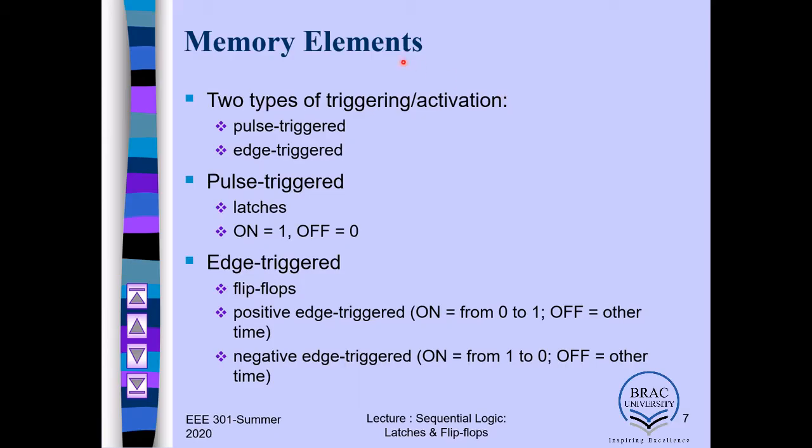Memory elements. Two types of triggering or activation. One is pulse triggered and the other is edge triggered. Pulse triggered is used in latches, where on means 1, off means 0, and edge triggered is used in flip-flops. A flip-flop could be positive edge triggered, which means on for 0 to 1, off for other times. For negative edge triggered, on means 1 to 0, off means other times.